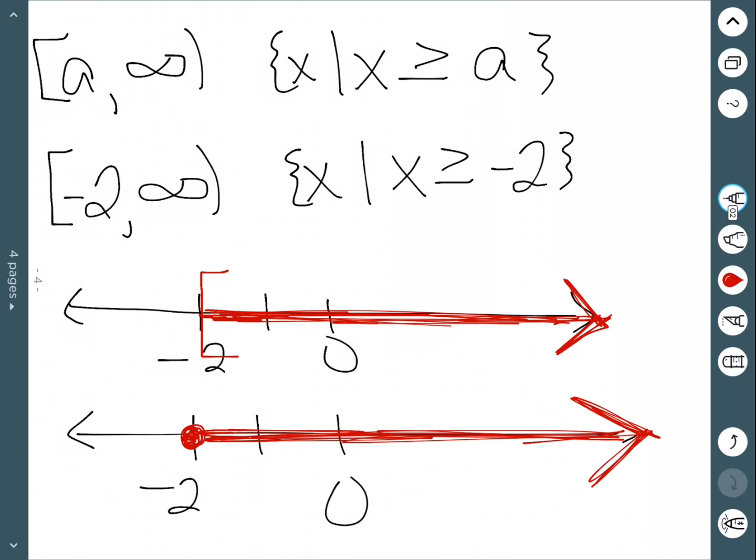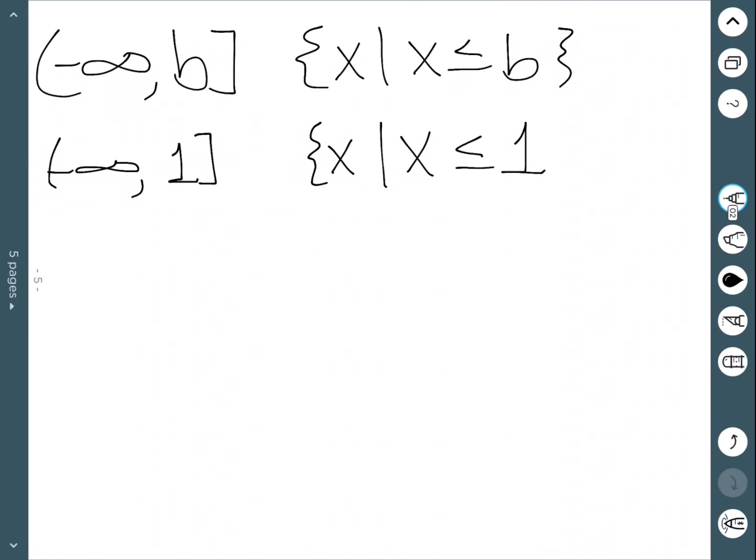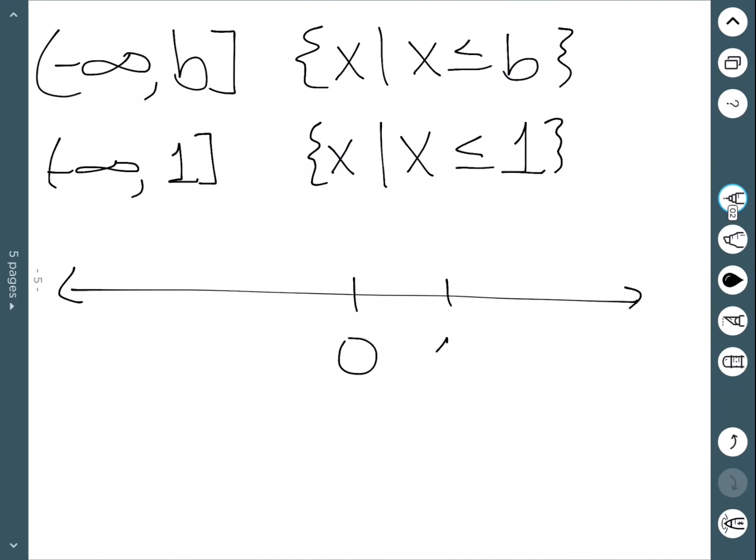So this is our third type of interval. On the other side of that one, negative infinity to b with a square bracket. This is the set of all x such that x is less than or equal to b. As an example, negative infinity to 1 means the set of all x such that x is less than or equal to 1. So we go 0, 1. We want numbers smaller than 1, so we'll put a square bracket on 1. And then we shade to the left. And once again, you could use a closed dot instead of a square bracket.